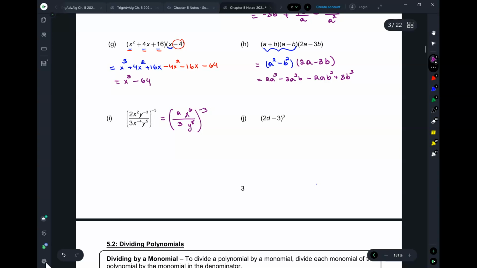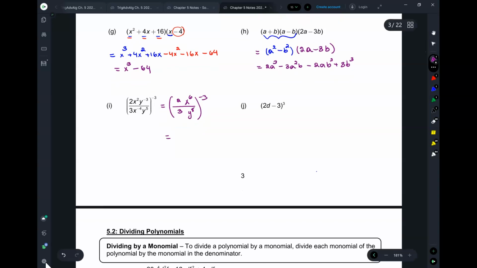Okay, so let's take a look at the x's. I have x to the 2 on top, negative 4 on the bottom. It's always the top one minus the lower one. So 2 minus negative 4 is 2 plus 4, which is 6. And then here, negative 3 minus 5 is negative 8. Now we have a negative exponent there, so first take a reciprocal: 3y to the 8 over 2x to the 6, to the power of 3.